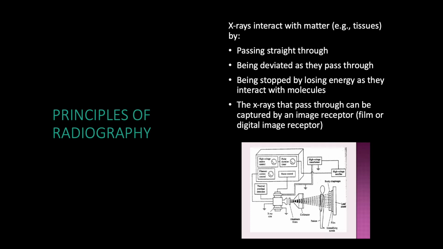X-rays, depending on if it's through air, will almost pass straight through. If there's a device or object in the way, then it will be deviated or stopped and lose energy as it goes through. Based on that, we create a black and white film that's generated, these days, in a digital format that allows us to examine the body.